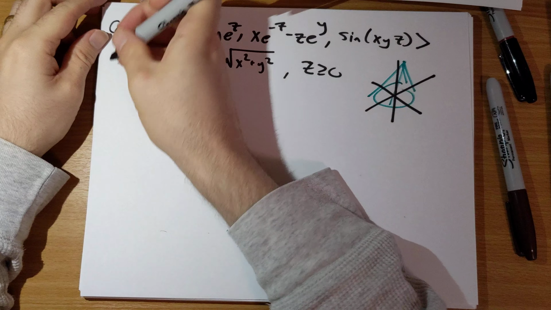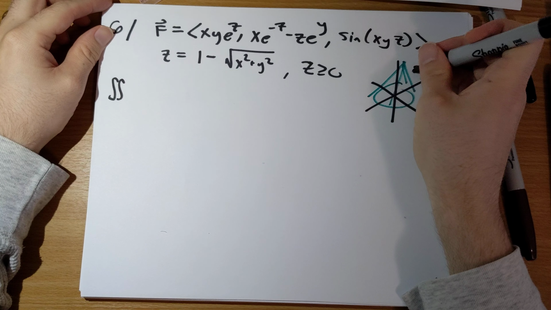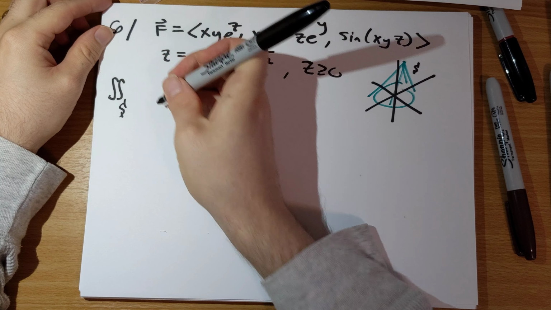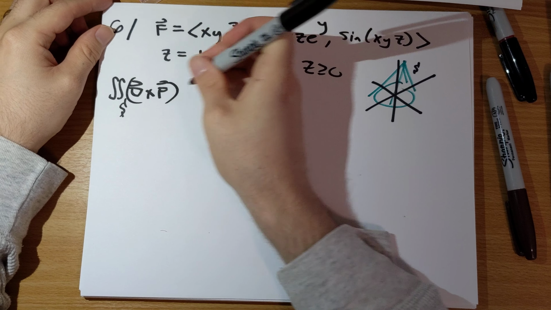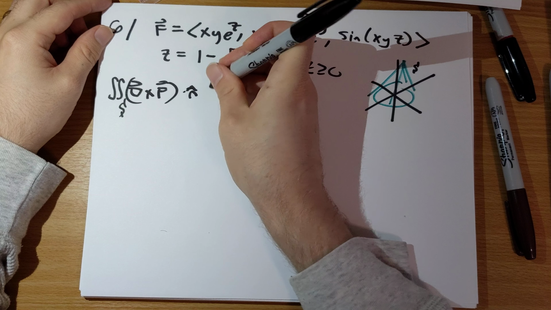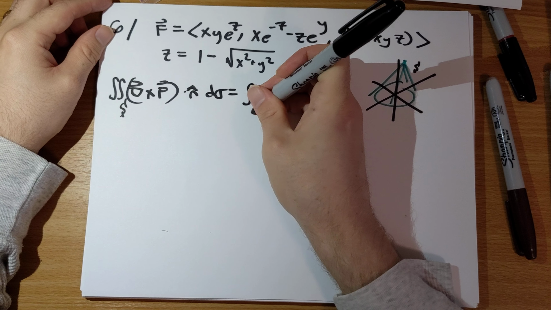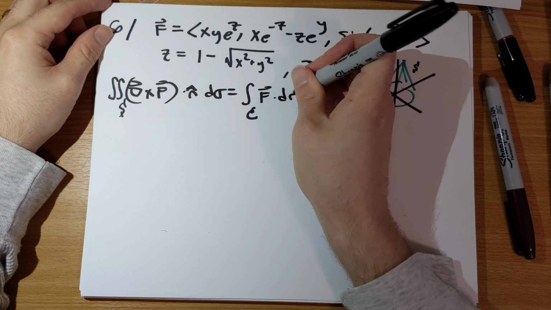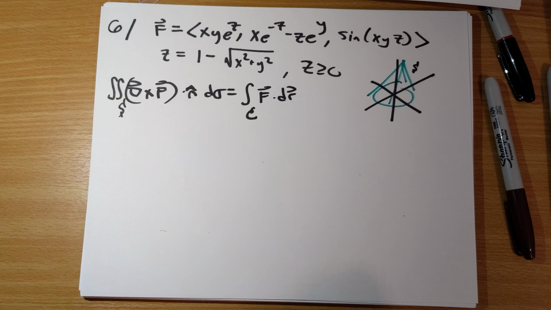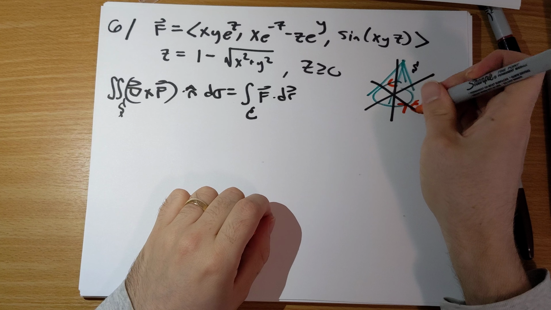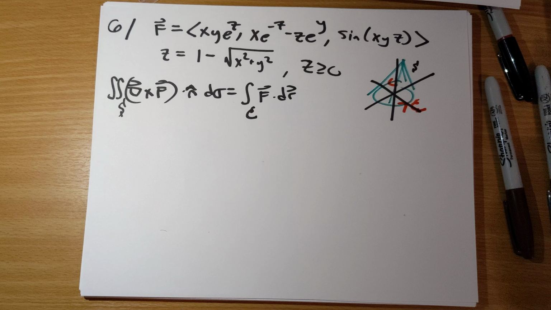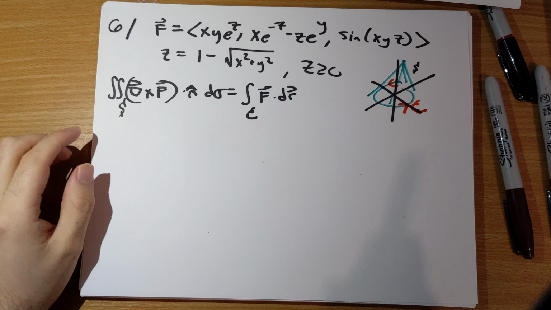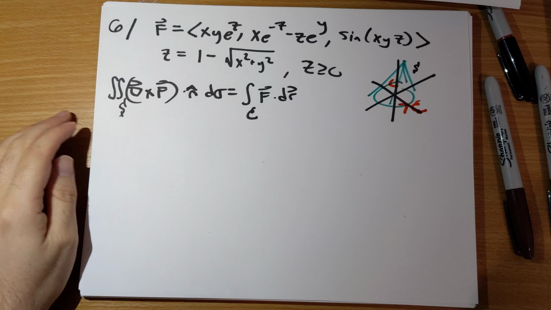Okay, we know by Stokes' theorem, the integral, we call this surface S here, of the flux of the curl of f dot n d sigma is equal to the integral along the boundary, along the edge of our cone here, of f dot dr. So what do we end up with here?